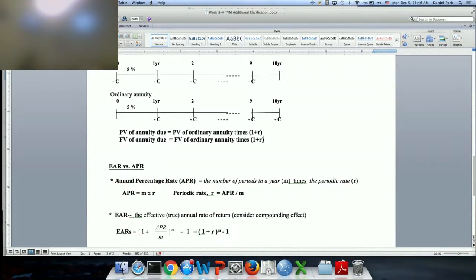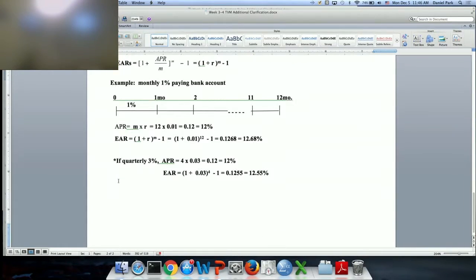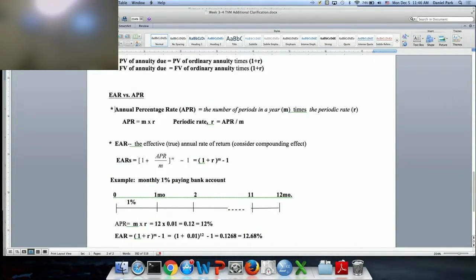Last one here is EAR and APR. APR is the annual percentage rate. The calculation is the number of periods in a year, which we call M, multiplied by the periodic rate R. If it's monthly, then what's the monthly rate? If it's yearly, what's the yearly rate? If it's quarterly, what's the quarterly rate R. So the APR formula is M times R.